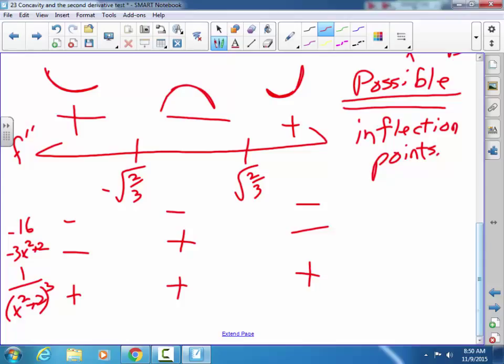So it's concave up from negative infinity to negative square root of 2/3. It's concave up from square root of 2/3 to infinity. It's concave down between those, from negative root 2/3 to positive root 2/3. So they are inflection points? Yes, so these are inflection points. Both of these are inflection points. You had like a positive, negative? That's right. If it was positive, positive, negative, this one wouldn't be, this one would be.